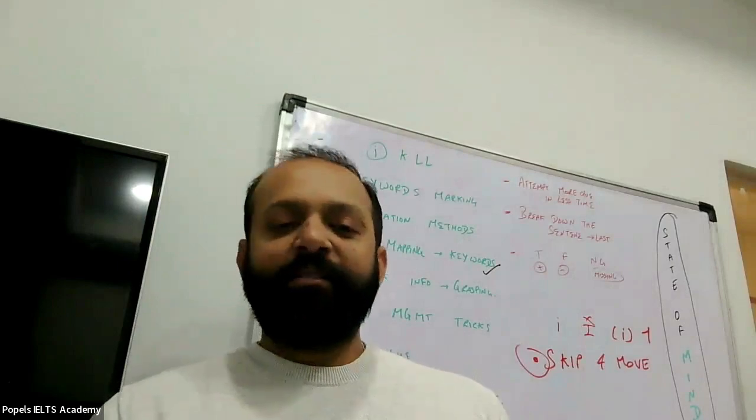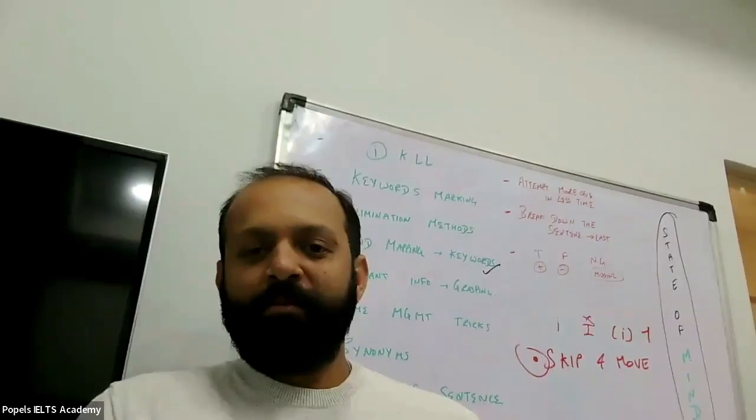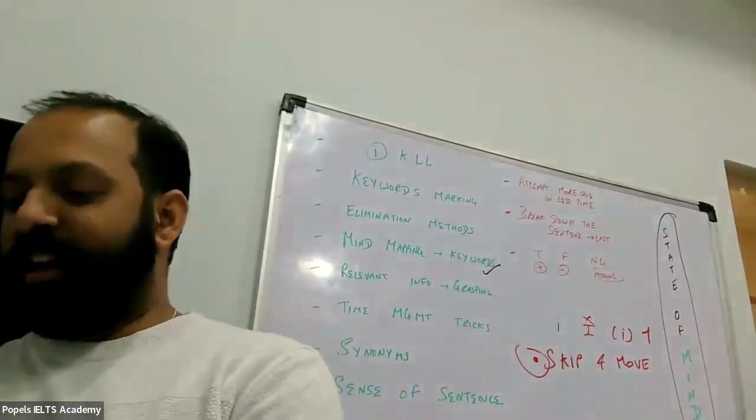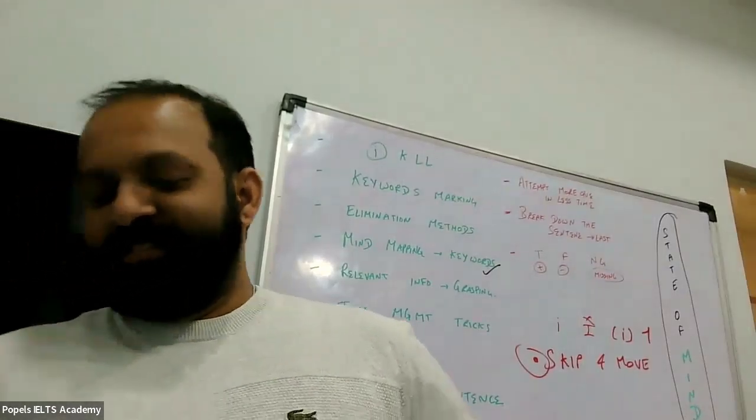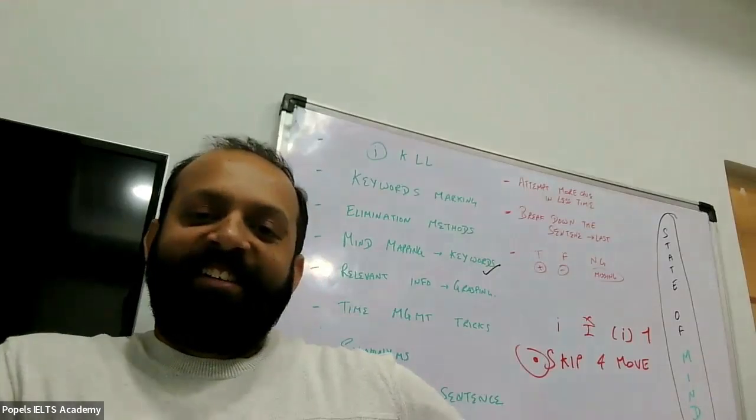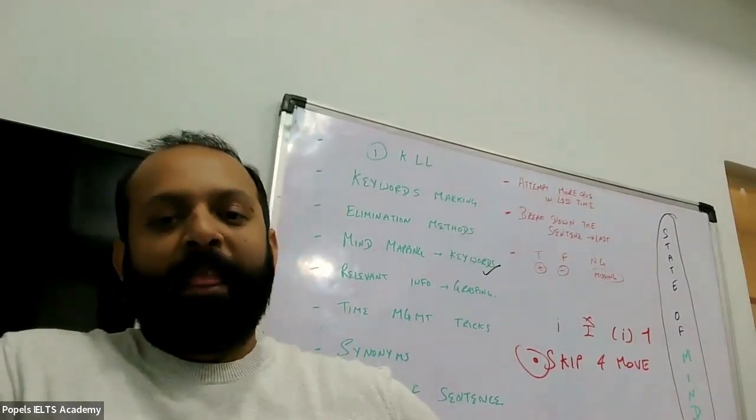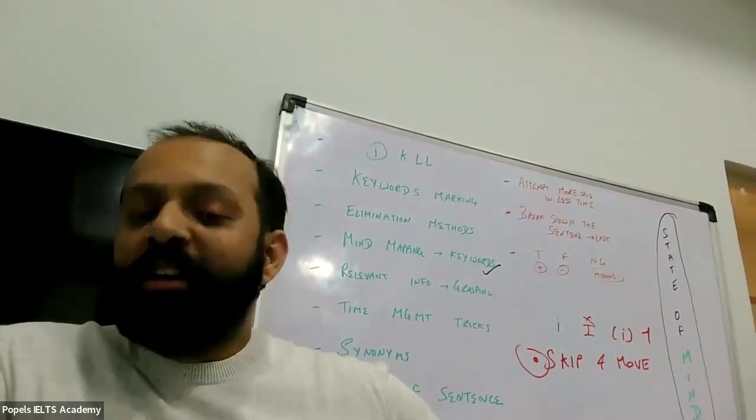Now true false. 1, False. Answer is false. 2. False. Not given. Meenal, what? Not given. Answer is not given.